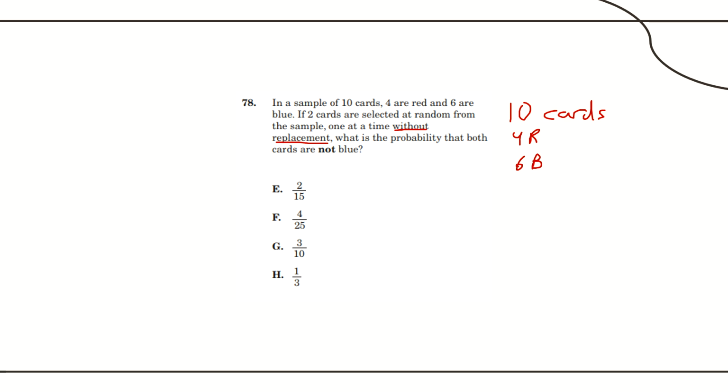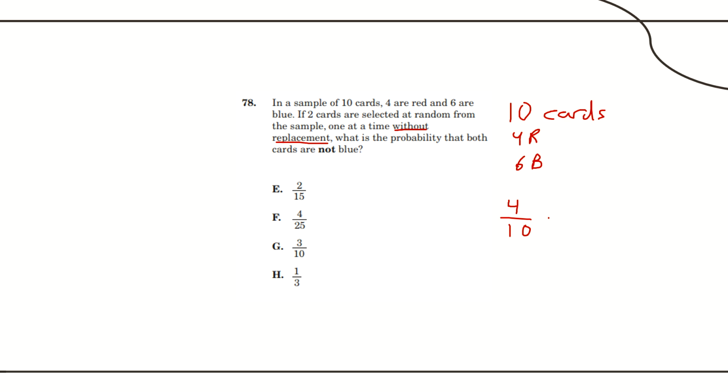Okay. One at a time without replacement. Without replacement means that once you take out the card, you leave it out for good. So you're not considering it in the next iteration of taking it out. So on the first iteration of taking out the first card, what's the probability that both are not blue? So what's the probability that the first time you draw it's not blue? Well, there's 4 reds and 6 blues. So the probability of taking out one that's not blue would be taking out a red, which is 4/10.